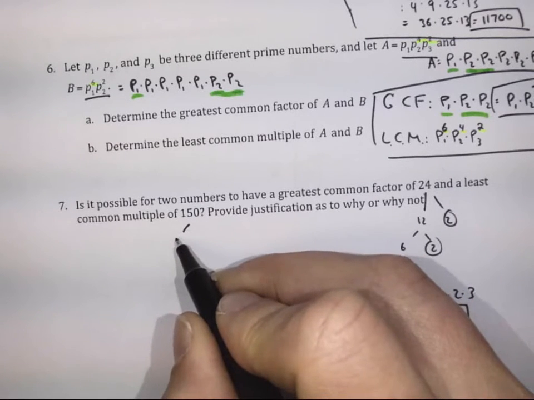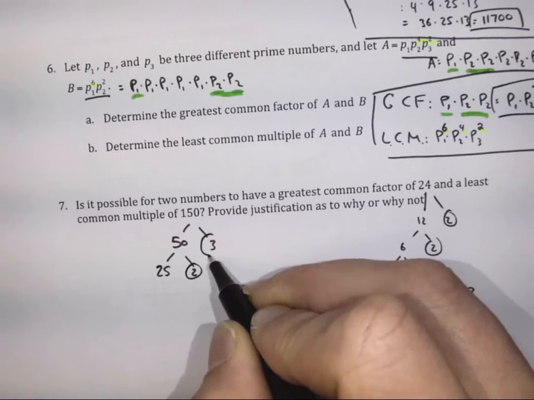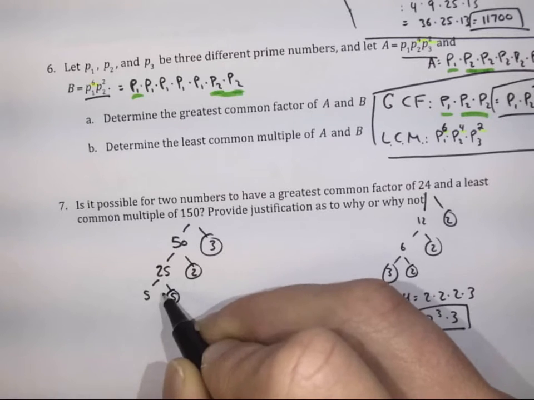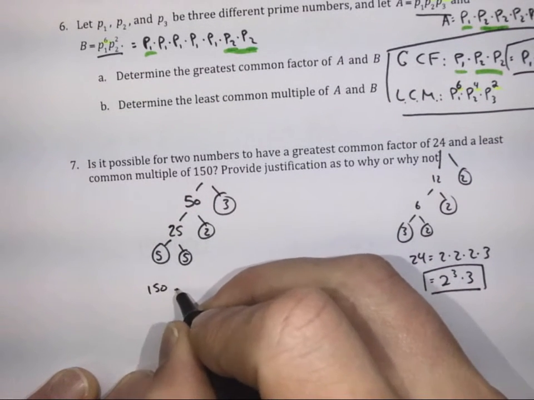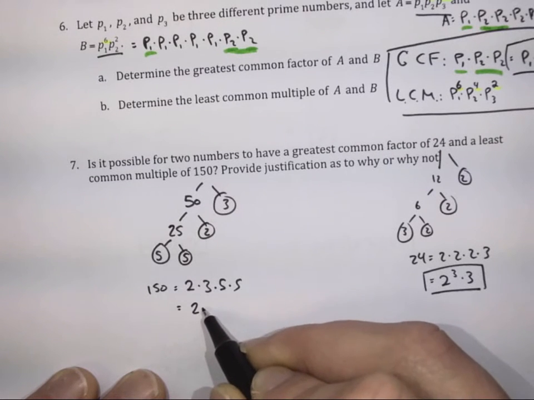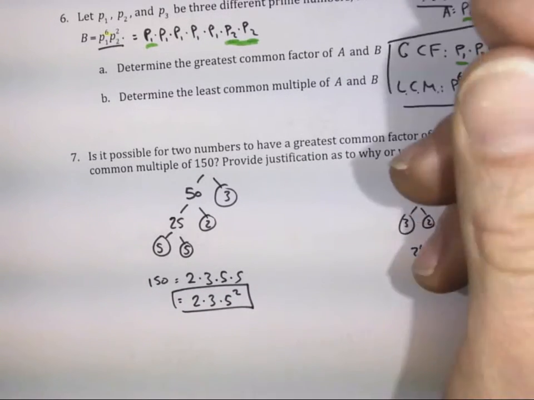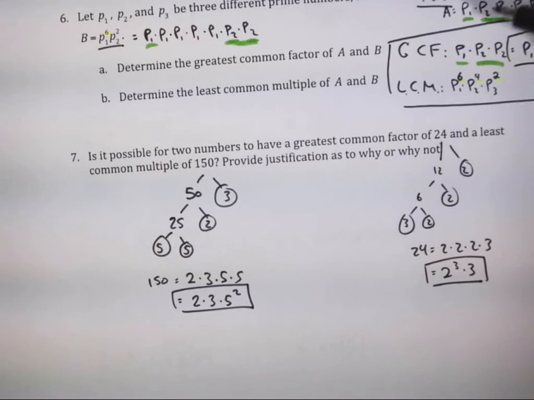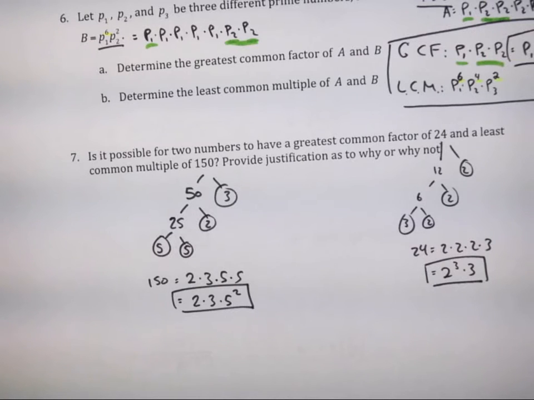And 150 is 50 times 3, and 50 is 25 times 2. 25 is 5 times 5. Okay, so that means 150 is the same thing as 2 times 3 times 5 times 5, or 2 times 3 times 5 squared. Fine. Okay. So is it possible for two numbers to have the greatest common factor be 24 and the least common multiple be 150? Okay, well, let's think about that for a second.